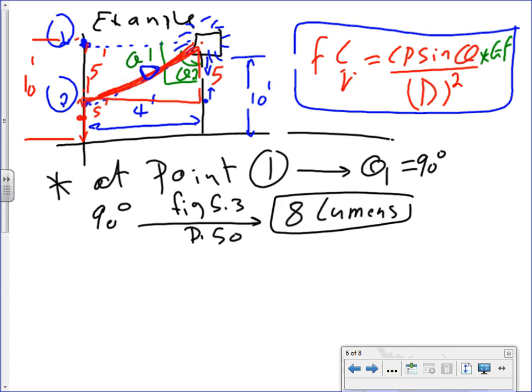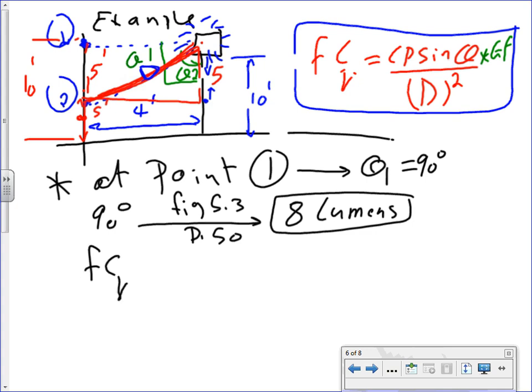8 lumens. Okay. One more time. The angle is 90. You take the 90 to this figure, you got yourself 8 lumens. Okay. Let's go ahead and do the foot candle.